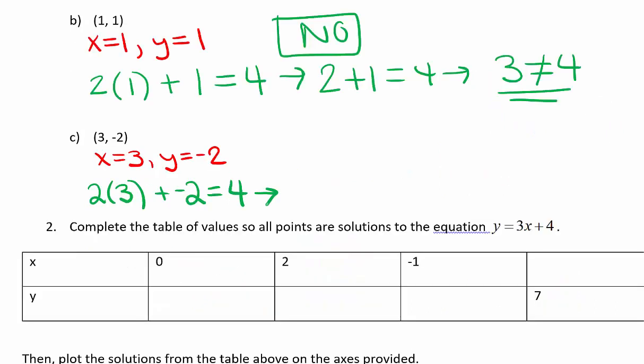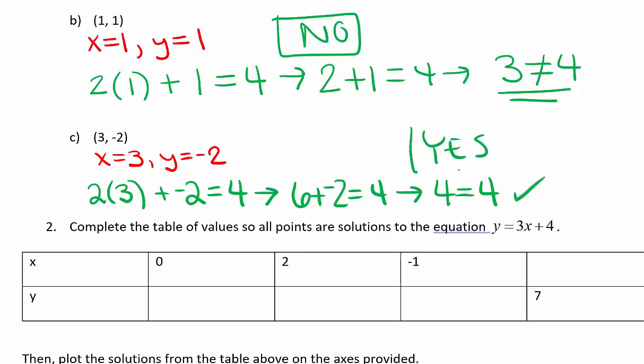All right, let's look at one more example. We've got the ordered pair (3, -2). So x is 3, y is negative 2. To determine if that's a solution, I replace x with 3, y with negative 2. That gives me 6 plus negative 2 on the left, and that is equal to 4. So once again, I'm left with a true statement, 4 equals 4, and so the answer is yes.